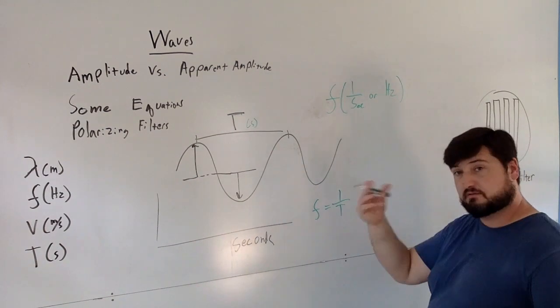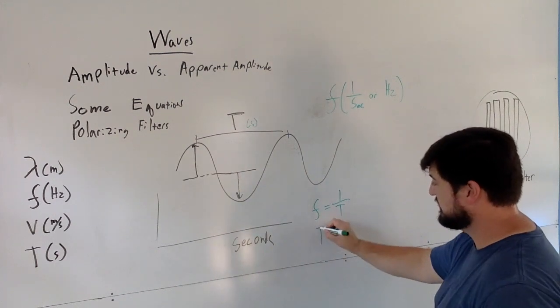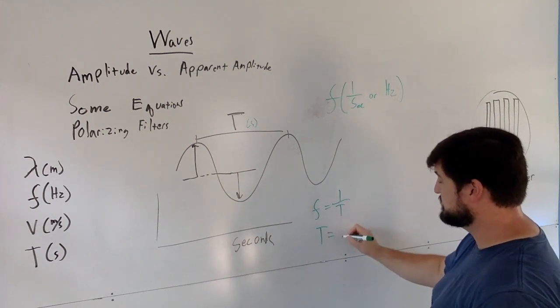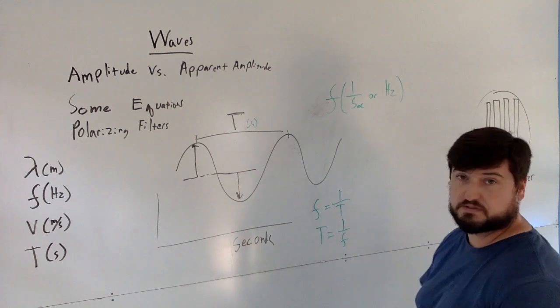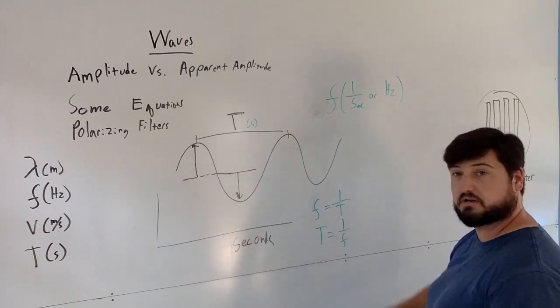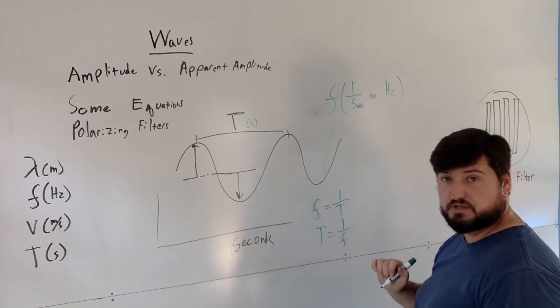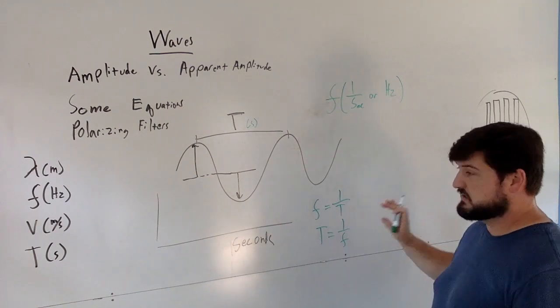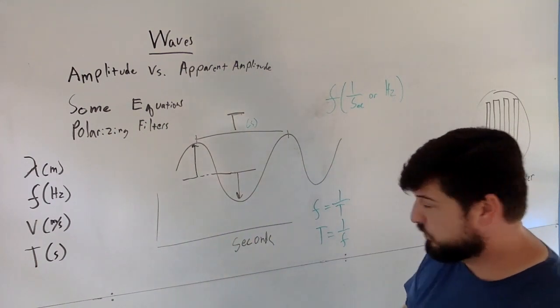All right. Conversely, if you flip this equation around, you're going to find that your period is equal to 1 over your frequency. Same thing flipped on its head. Just swap those two terms out. Okay, so that's frequency and period. We got a couple things to work with there. What else have we got?